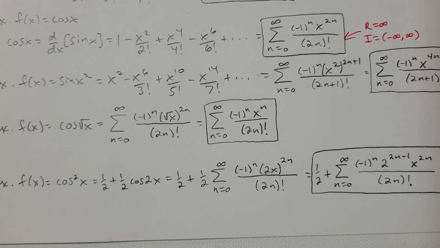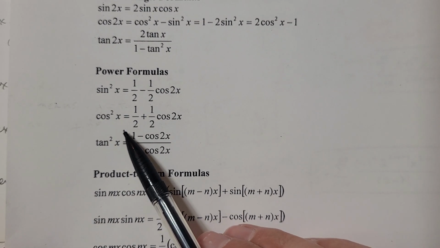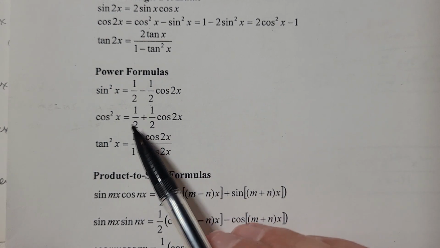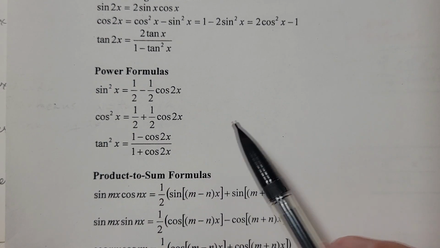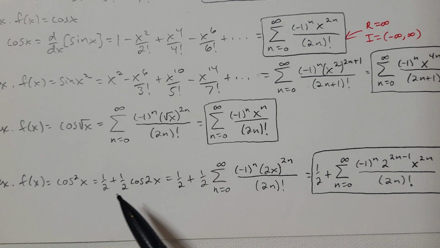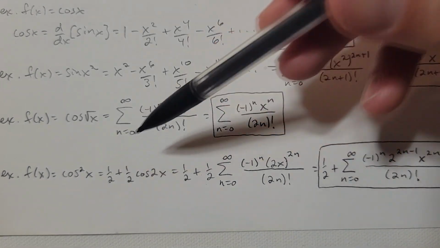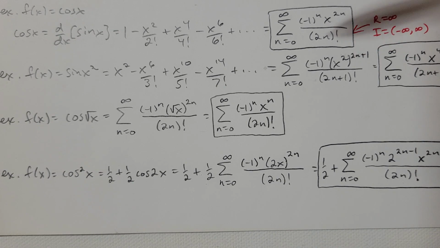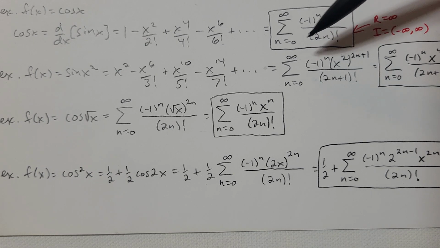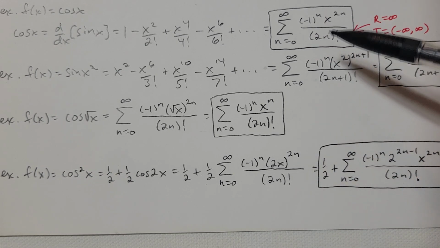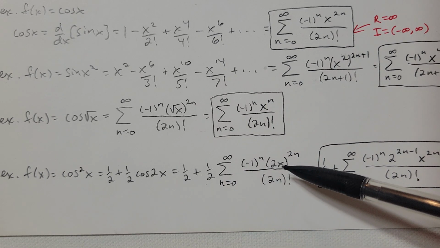The thing to do here is to use the power formula for cosine squared of x. Okay, so this is from chapter 7, right? So it's 1/2 plus 1/2 cosine 2x. And the reason I did that is because now I get rid of the power of 2. And I know the Maclaurin series for cosine of x. So all I'm going to do is replace x with a 2x there.